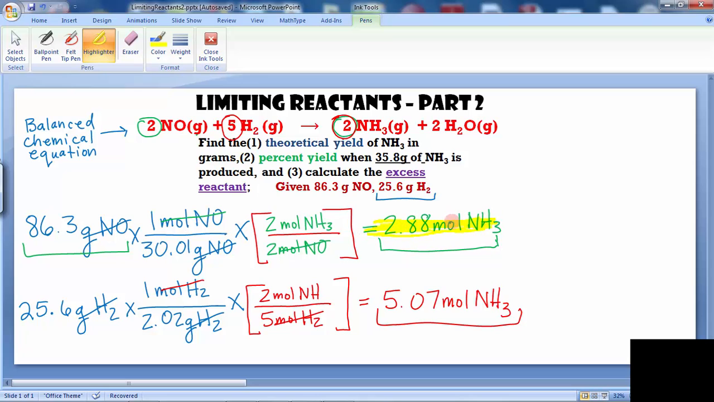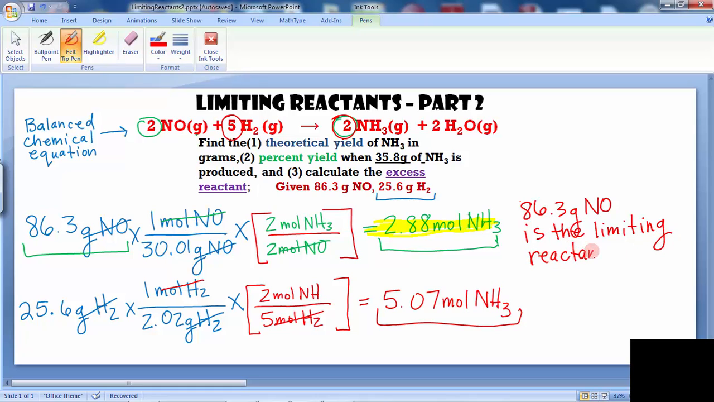The least amount of moles is this guy. 2.88 is less than 5.07. So the least amount of moles is produced by NO2. So we can say 86.3 grams of NO is the limiting reactant. That is the limiting reactant at that point.